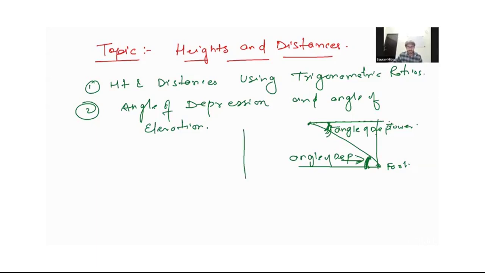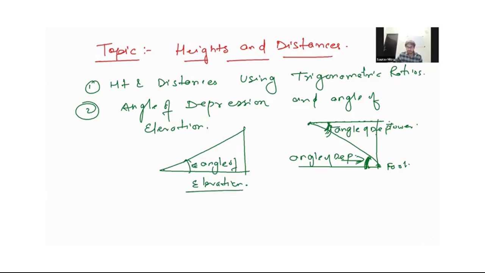And what is your angle of elevation? If I am seeing the top of the tower from somewhere on the ground, this angle is called my angle of elevation. This is your angle of elevation. So these two words will come continuously.